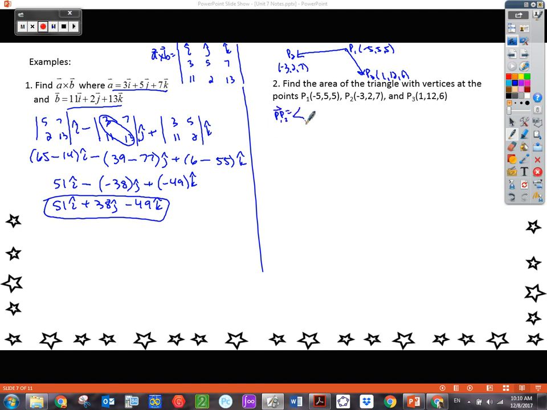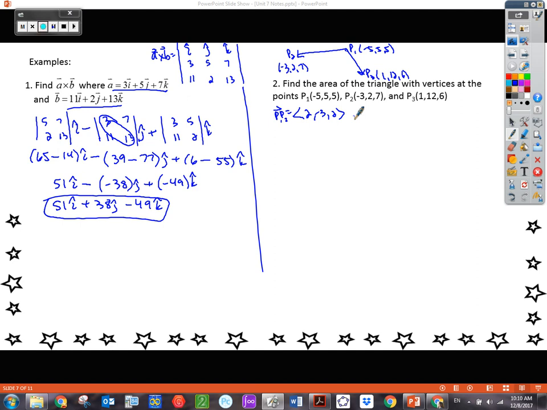So we do like we always do with 2 points. Write a vector, right? Negative 3 minus negative 5. That gives us a 2. And then 2 minus 5, negative 3. And then 7 minus 5 is a 2. So our vector P1, P2 is 2, negative 3, 2.